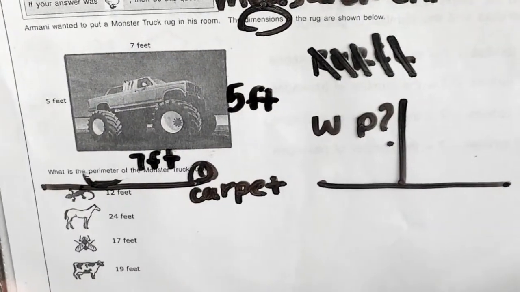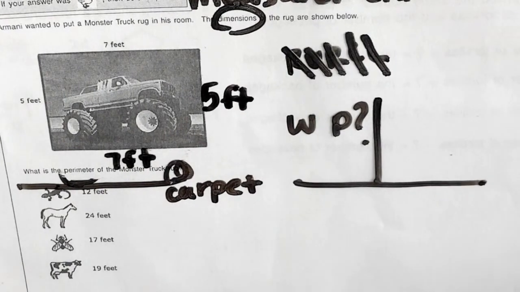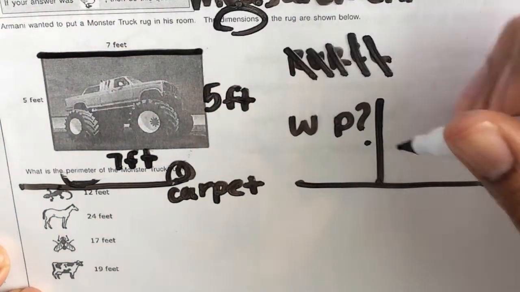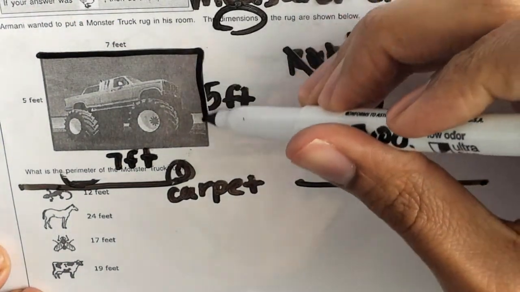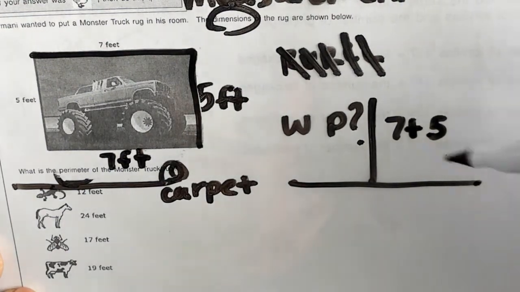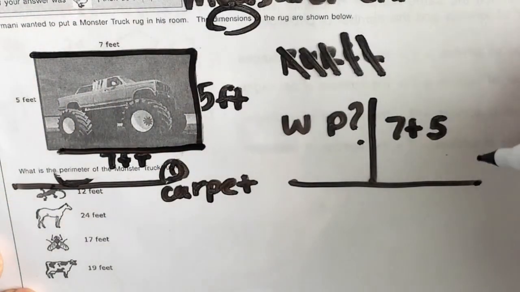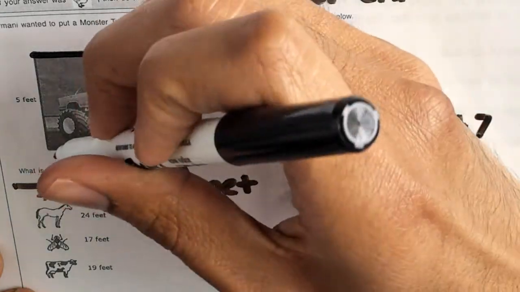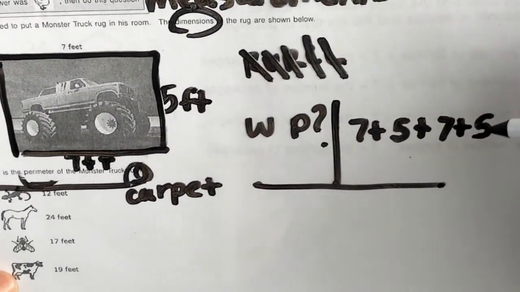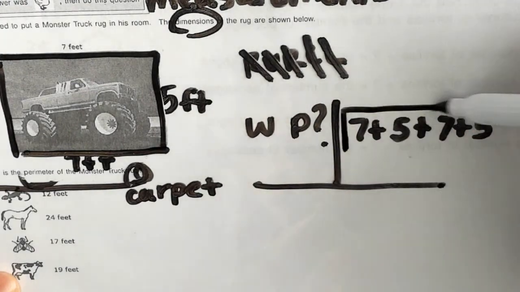So now that we have all of the sides, we're going to use the trace and label strategy to add them all up easily. I'm going to trace and label plus 5, since I need to add all the sides. I need to trace and label plus 7. I need to trace and label plus 5. So now that I have 7 plus 5 plus 7 plus 5, I need to turn that into a strip diagram.